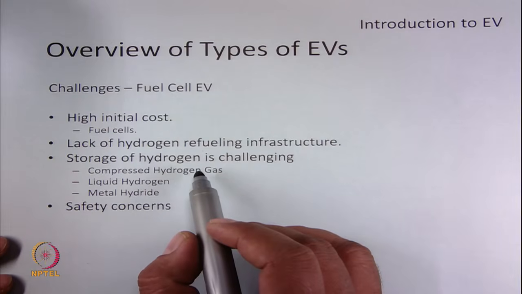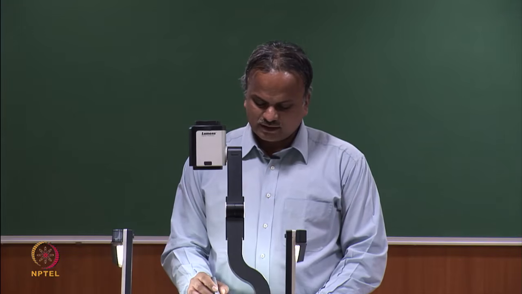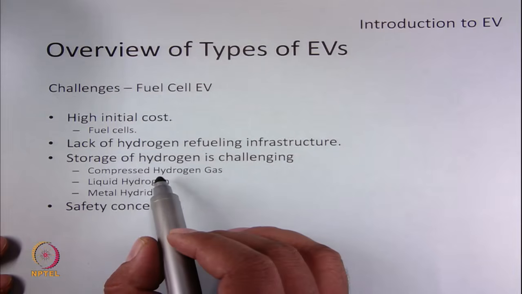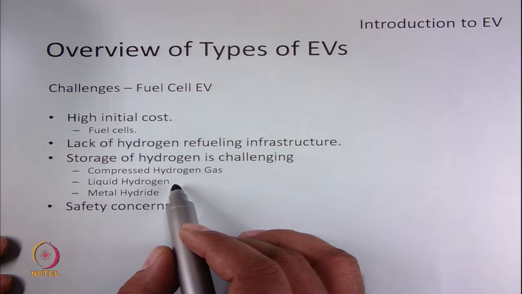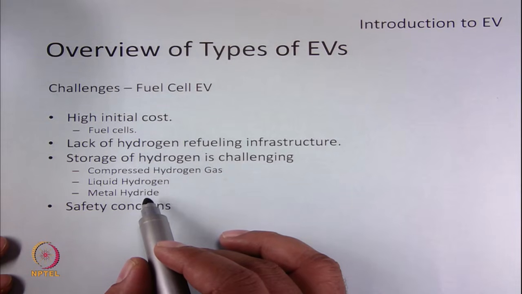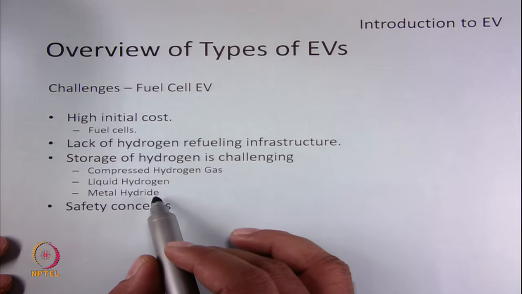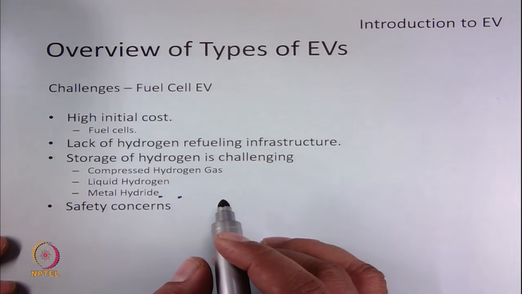The storage of hydrogen is very challenging. There are three ways in which hydrogen can be stored. One is a method similar to CNG, which is compressed hydrogen gas. Second is liquid hydrogen. It requires technology similar to cryogenic storage technology, which is also costly. It can also be stored in a solid form as metal hydrides. So, this system is very similar to battery swapping.